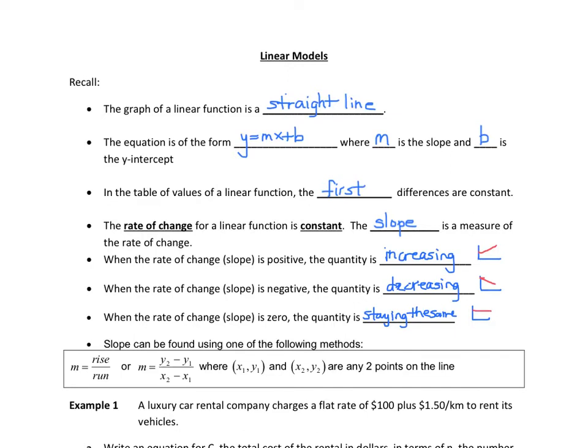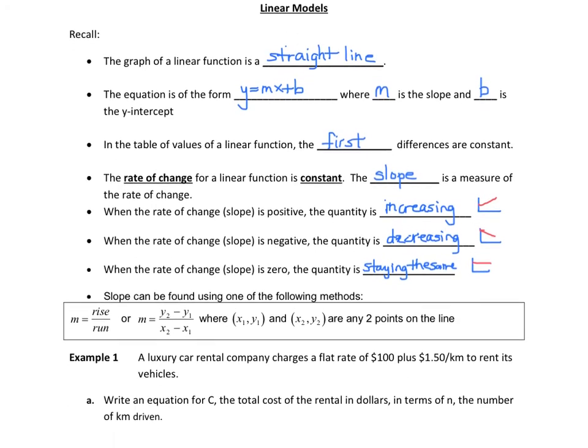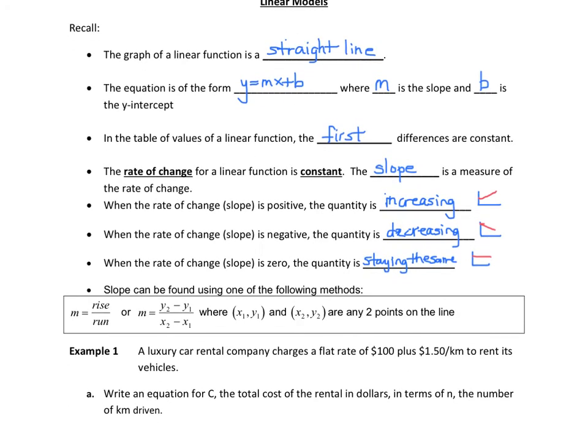Okay, when we are asked to find the slope, we can do that using various methods. First, we could look to the equation to see what the slope is. It would be the number in front of the x or the independent variable in your equation. Or you can use rise over run if you have the graph, or the slope formula. Okay, so you've got a few different ways of finding the slope.